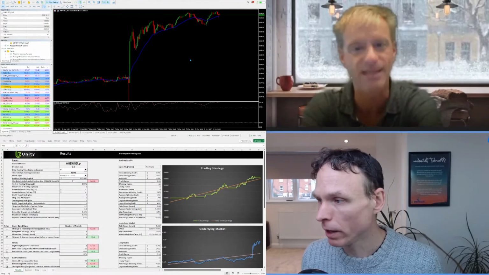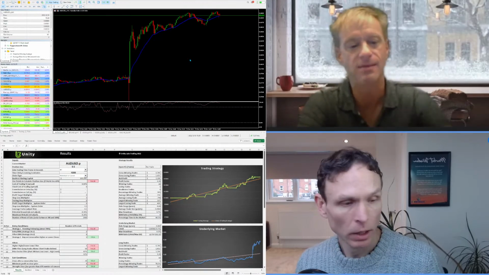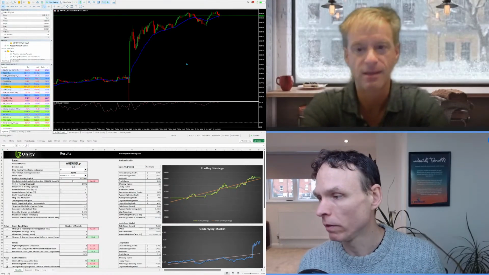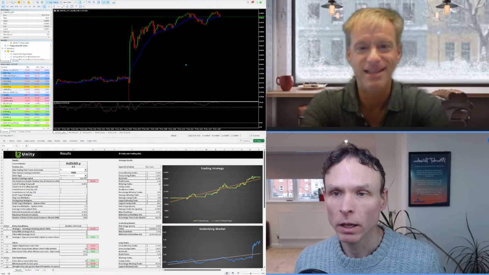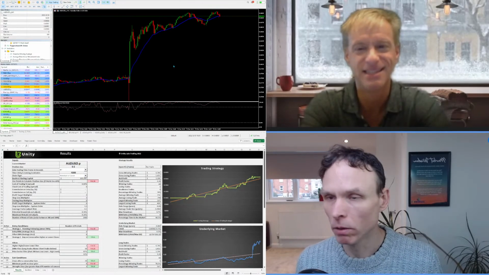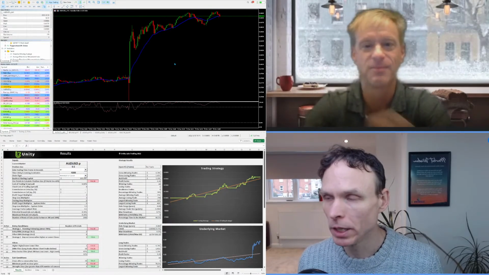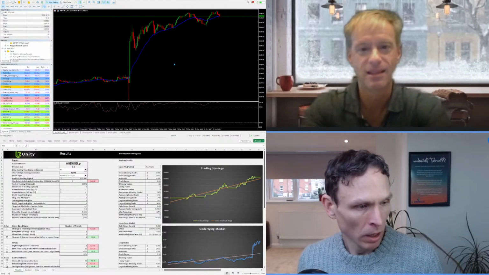My absolute favorite at the moment is the sweet spot filter. We'll have to think of a catchy name for it, but it keeps us on the straight and narrow, stops us being greedy, stops us being fearful.